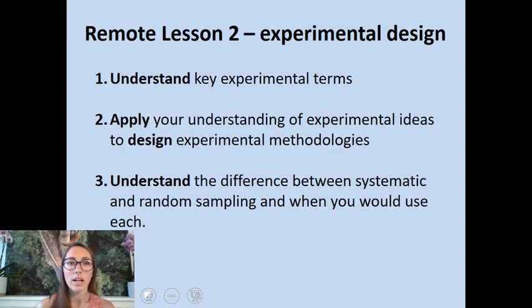So hopefully you guys feel confident about the experimental terms. Hopefully you feel like you can apply it to design methodologies, and also hopefully you feel confident that you know the difference between systematic and random sampling.